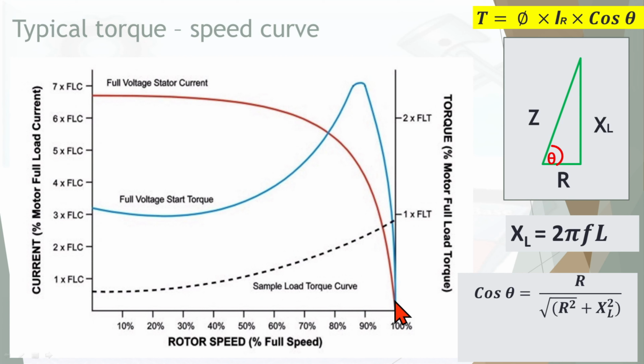So an induction motor will never run at 100% of synchronous speed. It will run with some slip. Normally we run at less than 3% slip, so some slip will always be there. So this is the operating point. As per this equation, it is clear now that the rotor resistance is directly involved with the cos theta, and thus it is directly related to your torque.